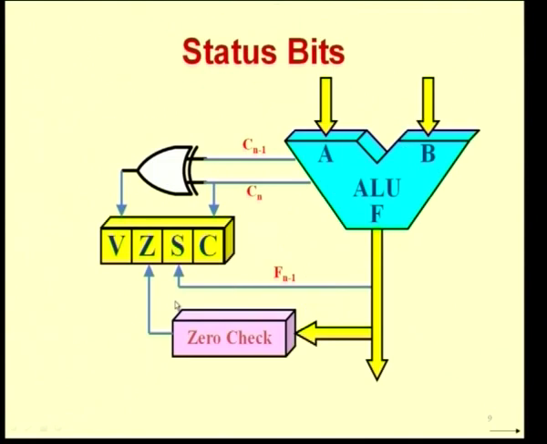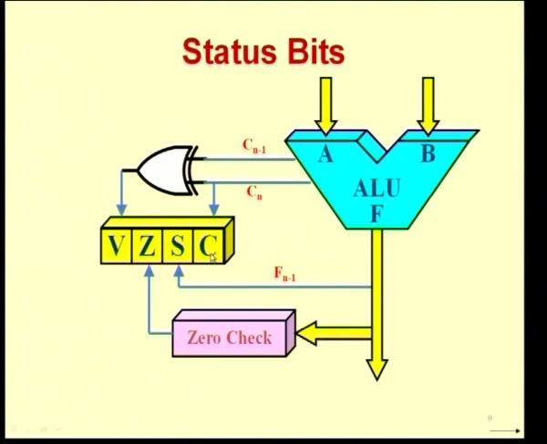So, the way these status bits would be maintained inside the processor is typically that they will all be coupled with the ALU. So, let us say I have the ALU here, 2 operands coming in, A and B, and some function that is being carried out. So, F is the output. So, let us take for instance these 4 bits: the overflow bit, the zero flag, the sign flag and the carry flag.